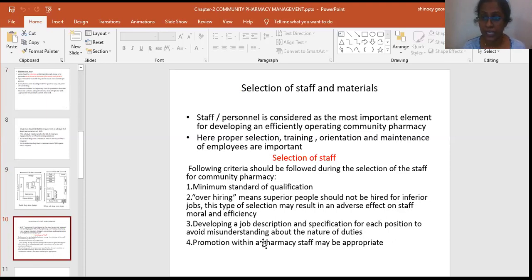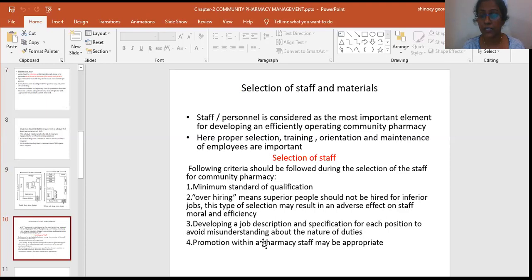Always, the pharmacy manager will be responsible for selecting the staff for the community pharmacy. So they should be properly qualified. Overhiring should not be there. That is, superiorly qualified people should not be selected for doing inferior jobs. Similarly, inferiorly qualified staff should not be allowed to work for a superior job.